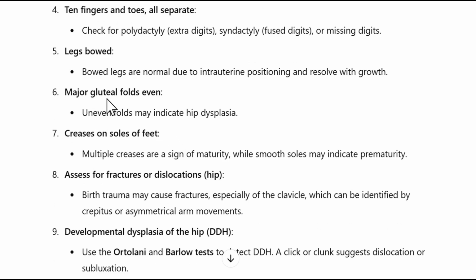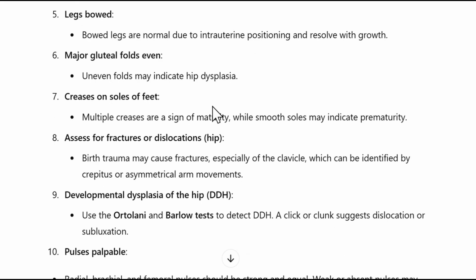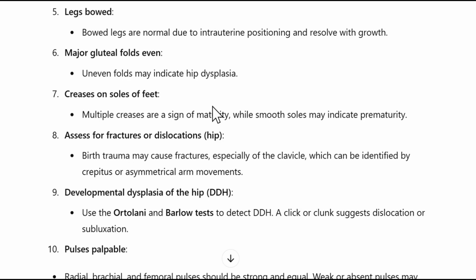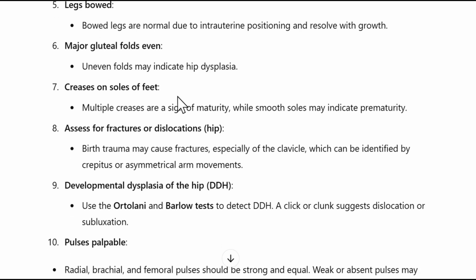6. Major gluteal folds even. Uneven folds may indicate hip dysplasia. 7. Creases on soles of feet. Multiple creases are a sign of maturity, while smooth soles may indicate prematurity.